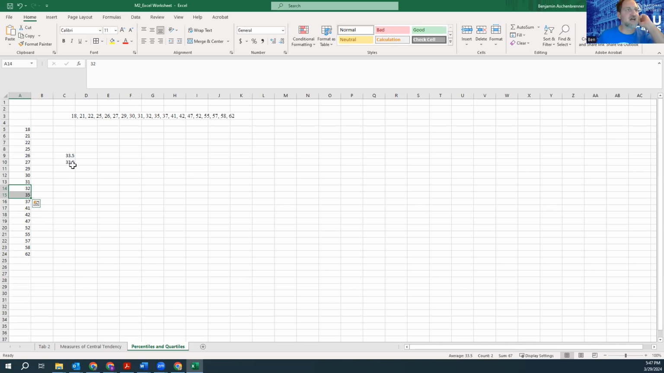Same thing for 70th percentile. Again, you got a lot of numbers here, so just be patient, get the numbers in. You can double check with somebody else to make sure you're on the same page.